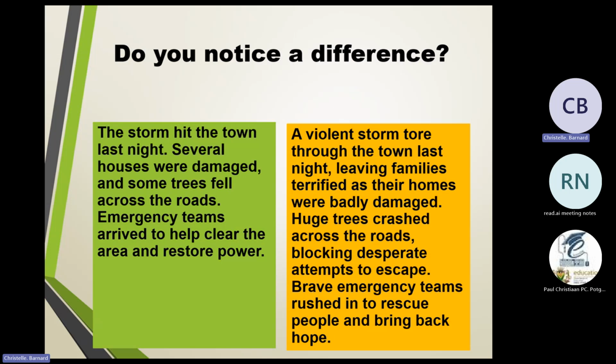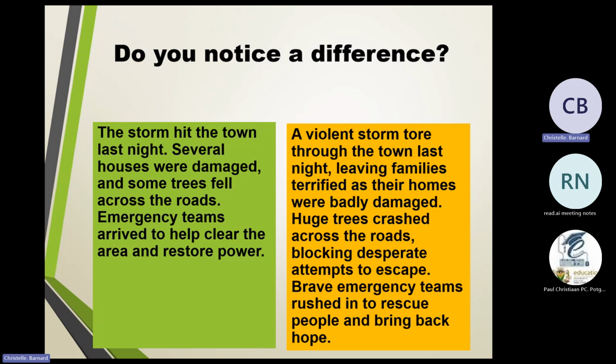So if you compare these two paragraphs, the basic story is exactly the same. There was a storm, the storm hit the town, houses were damaged, trees fell over, some people lost their homes, and there were emergency teams trying to help the people and restore the power. So that's basically the story in both paragraphs. But obviously the one paragraph is shorter and the other paragraph much longer.